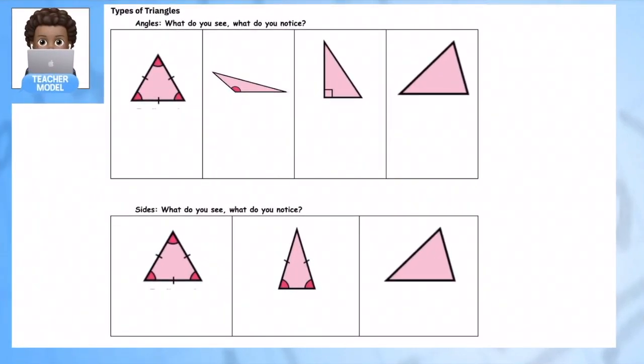You know how you have a first and last name? Well, triangles can have two names too. One based on its angles and the other one based on its sides. So we're going to look at different triangles, looking at the angles first and then looking at the sides. So the first triangle has 3 equal angles.